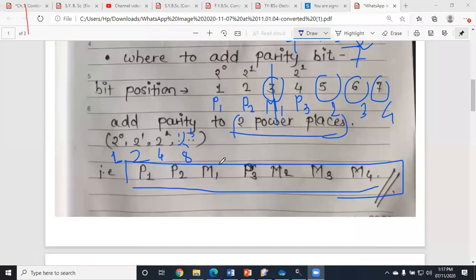Moving further, see, we get our total information that is of 7 bit. आता 7 bit काय इन्फॉर्मेशन आहे तुमची? P1, P2, M1, P3, M2, M3, M4. आता हा सिक्वेन्स कुठून आला? From here only. P1, P2, M1, P3, M2, M3, M4. हा सिक्वेन्स समजला इथपर्यंत सगळ्यांना?